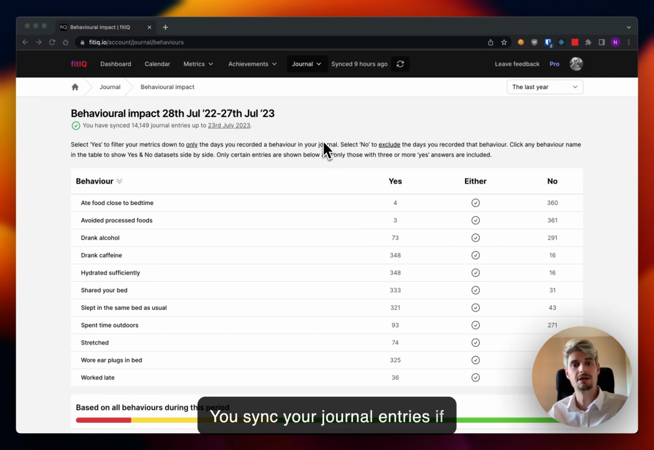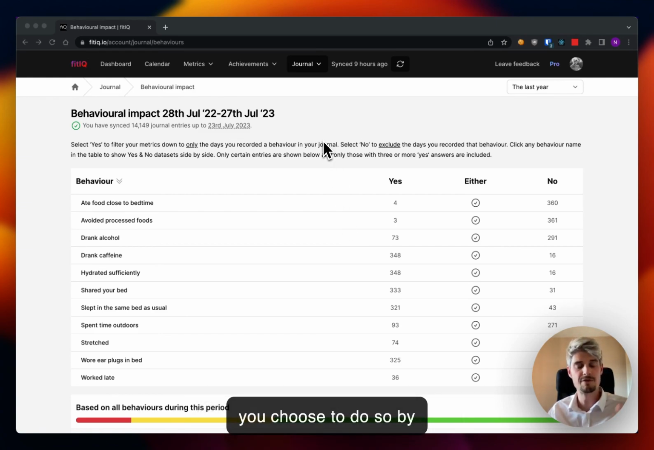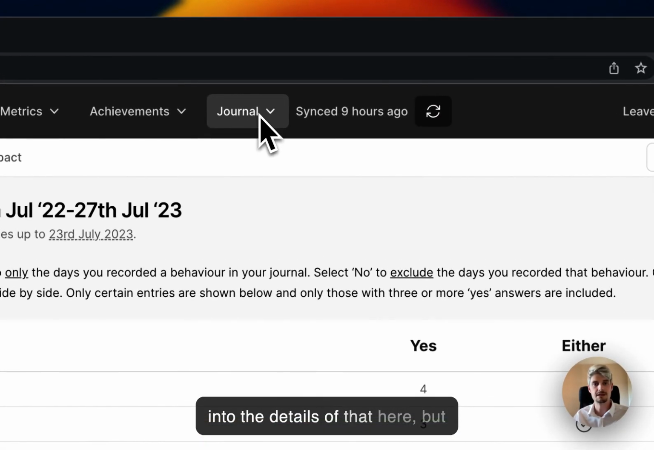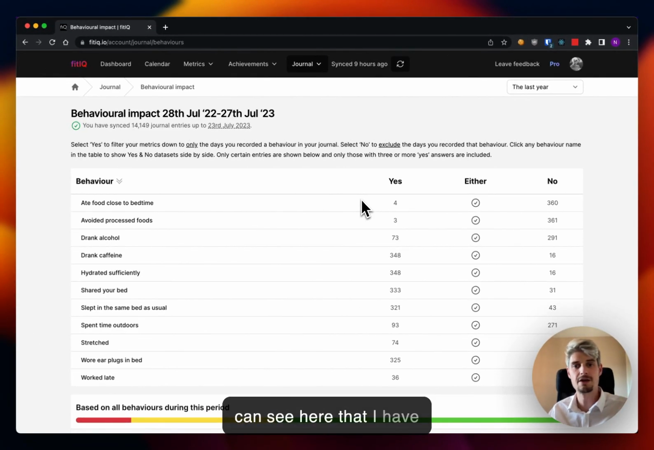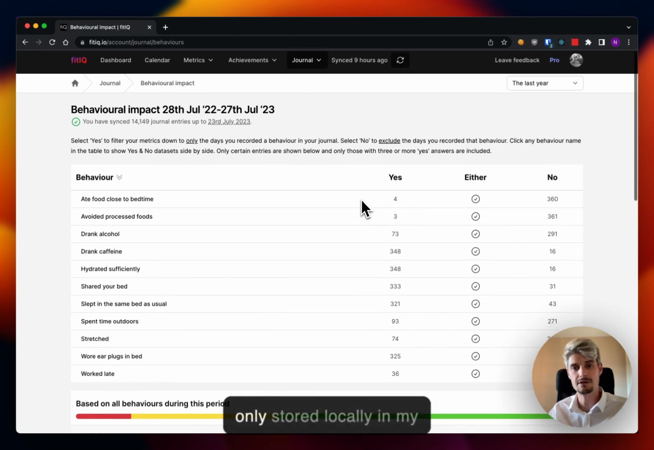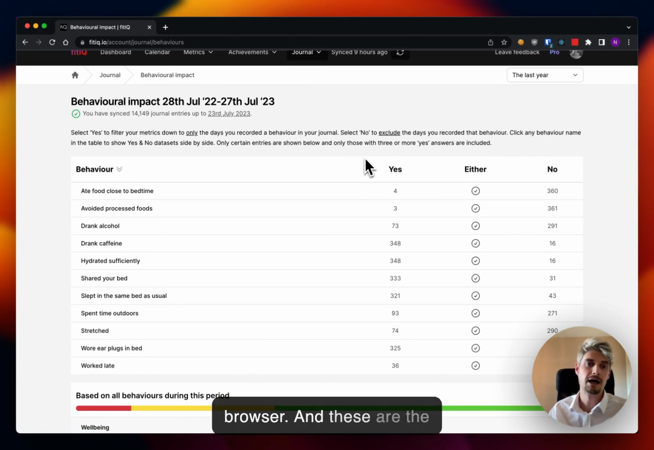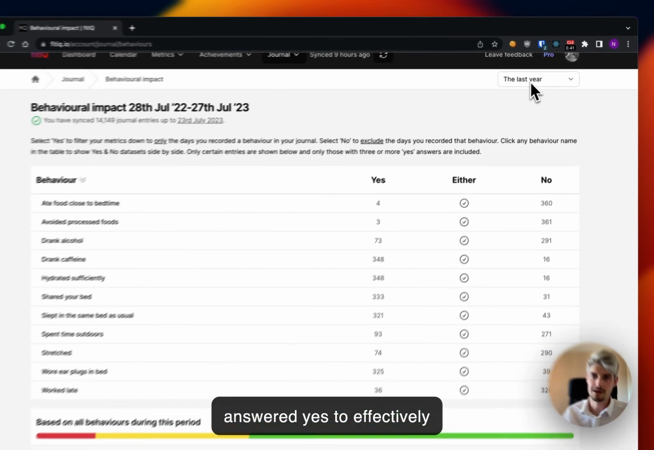You sync your journal entries, if you choose to do so, by requesting a data export from the Whoop app. Won't get into the details of that here, but you can have a look on the overview for instructions. You can see here that I have chosen to do so. Again, they're only stored locally in my browser. And these are the behaviours that I've exhibited, answered yes to effectively, over the last year.